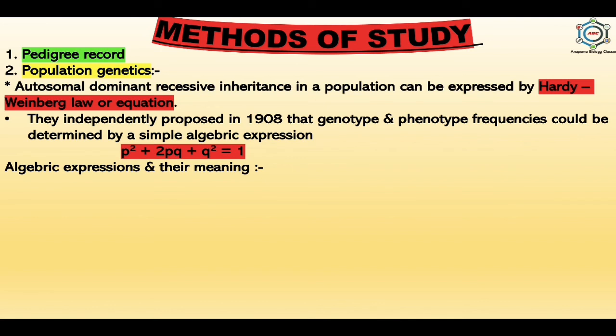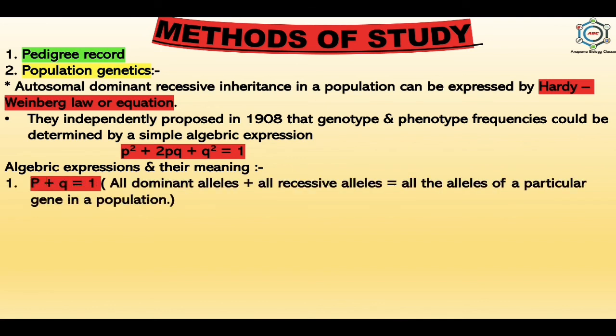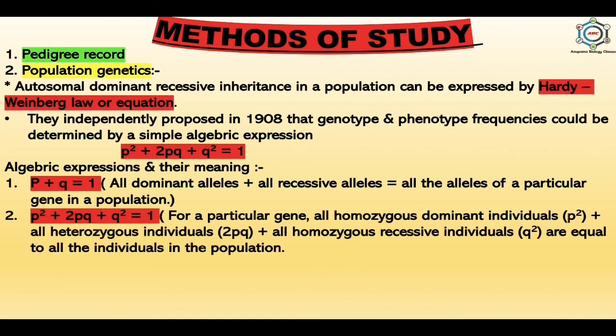Now, algebraic expressions have their meanings. Like p plus q equal to 1, it means all dominant alleles plus all recessive alleles equal to all the number of a particular gene in a population. p square plus 2pq plus q square equal to 1 means for a particular gene, all homozygous dominant individuals plus all heterozygous individuals plus all homozygous recessive individuals are equal to all the individuals in the population.